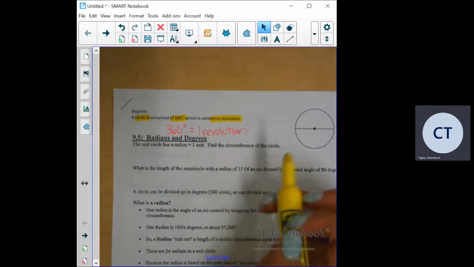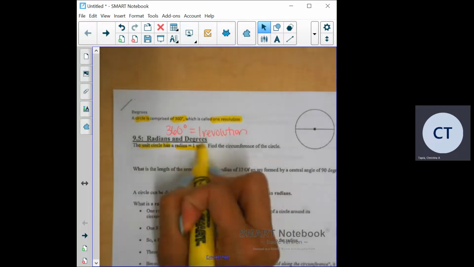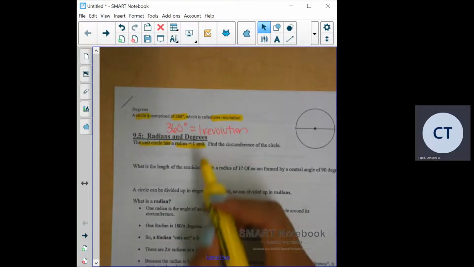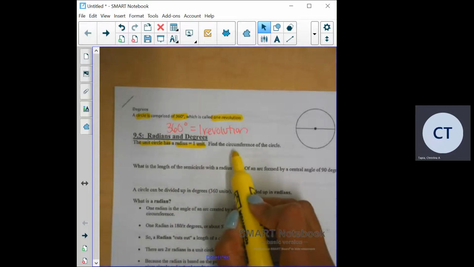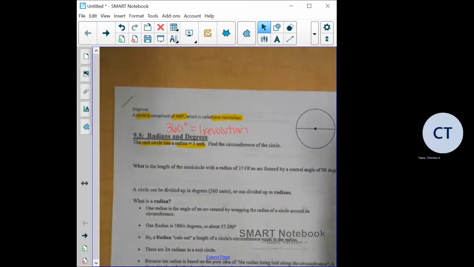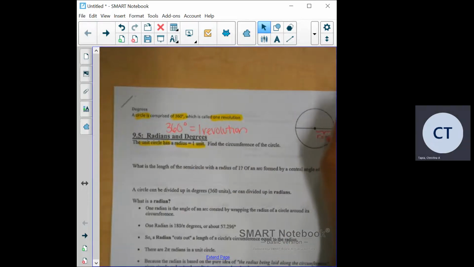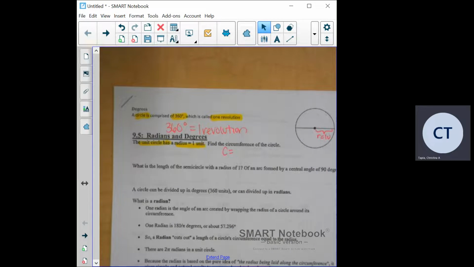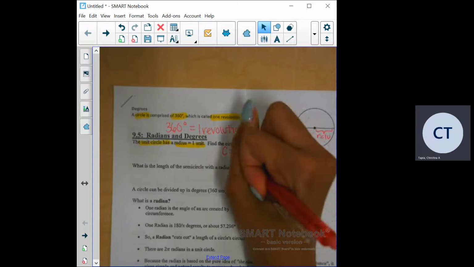For the next part, it says the unit circle has a radius of 1 unit. We're not going to focus too much on the unit circle today, but this is all leading up to the unit circle itself. If the unit circle has a radius of 1, we need to find first the circumference. If the radius is equal to 1 unit, the first thing I need to know is what the equation for the circumference is. So Melissa, what's the equation for the circumference? That's exactly it. Good job.